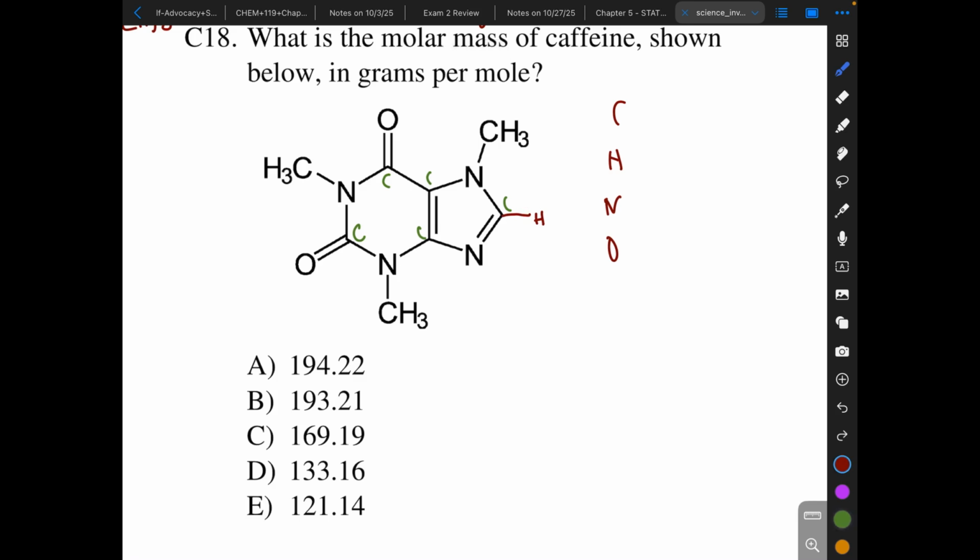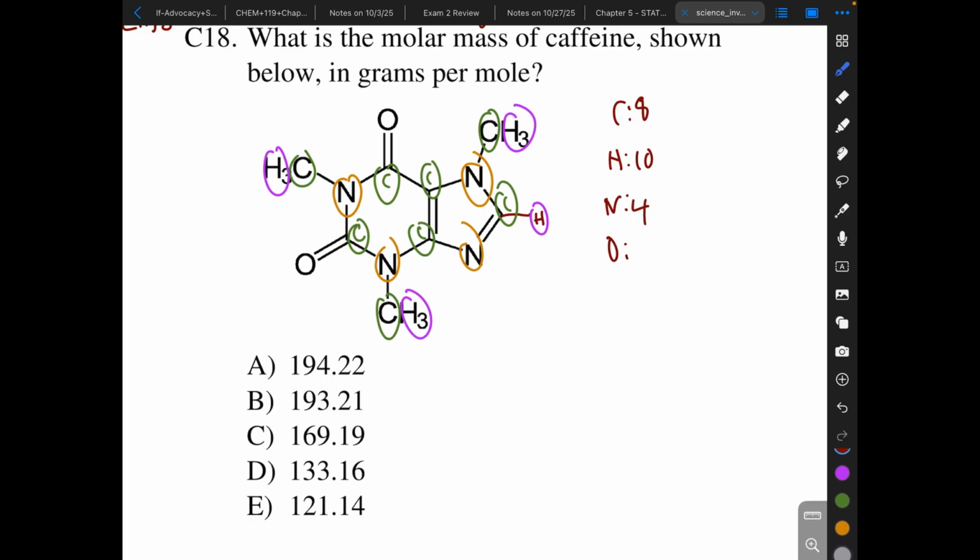Now let's count the number of each element. Carbon, you got 1, 2, 3, 4, 5, 6, 7, 8 carbon. So just 8 carbon. Hydrogen, you got up in pink this time, 3, 6, 9, 10 hydrogen. For the nitrogen, you have 1, 2, 3, 4 nitrogen. And for oxygen, you have 1, 2. So we got every element down.